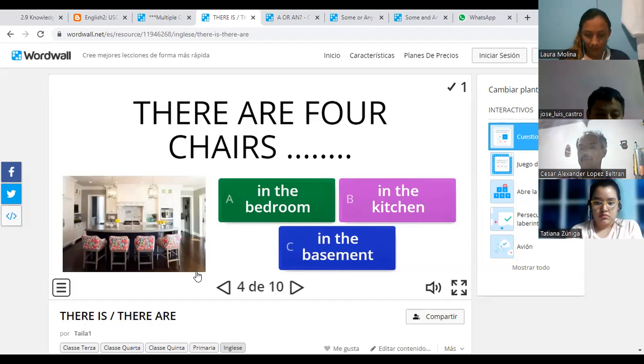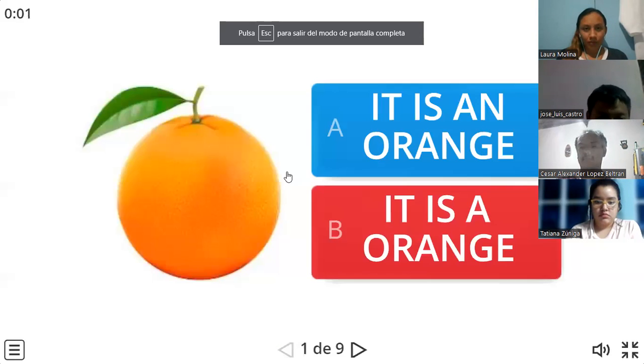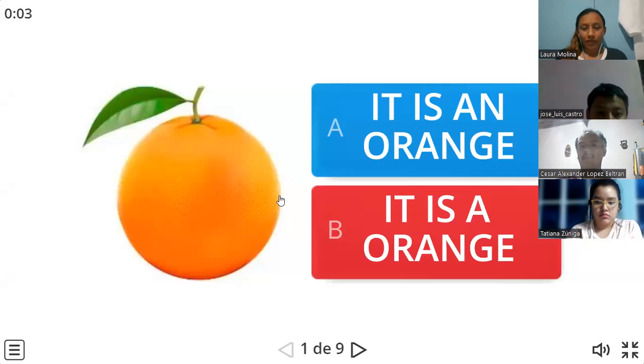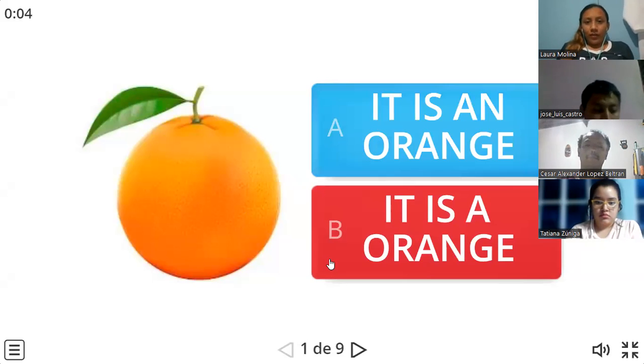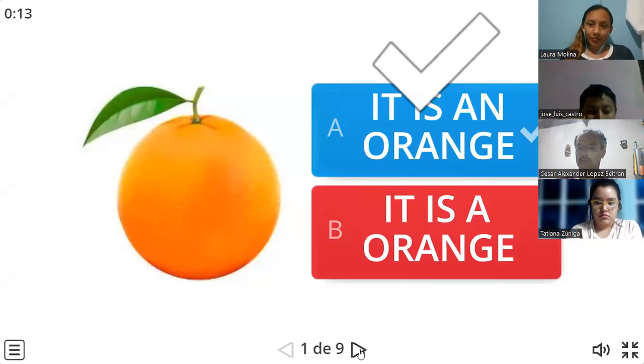Okay, guys, now let's see. You can continue doing it, pueden continuar haciendo, okay? Now, for the ones that finish, para los que ya terminamos, chicos, vamos a ver qué tan bien estamos, okay? Acerca de A o AN. What do you think, guys, is the correct answer? A or B? A. Okay. Nice.